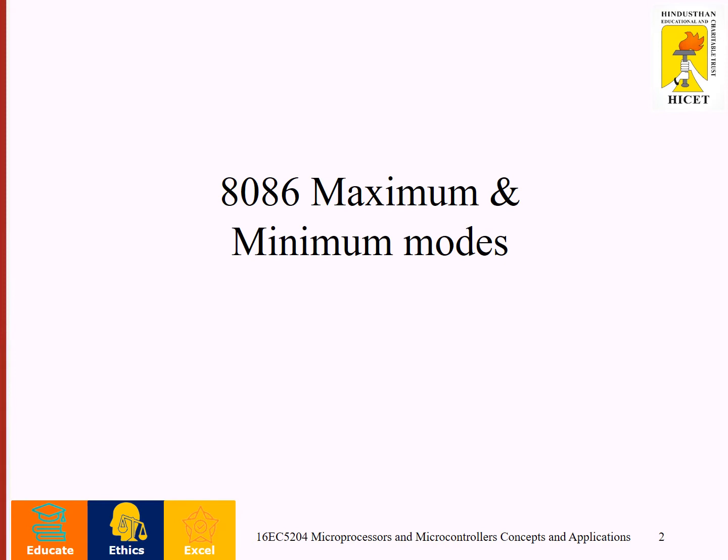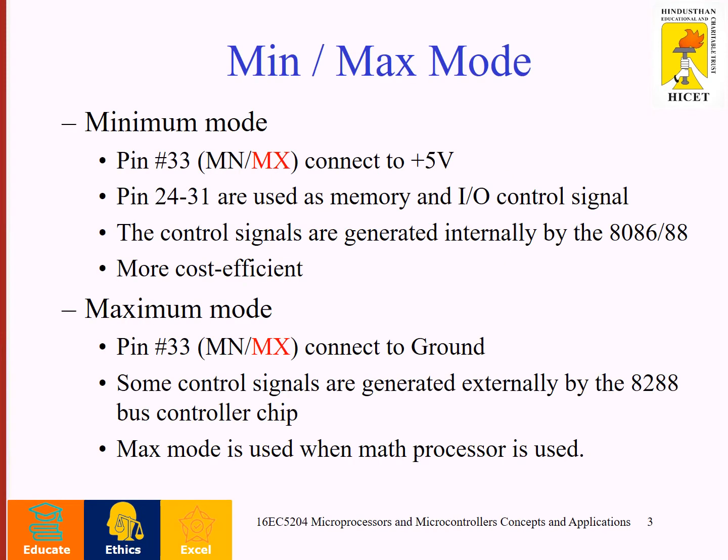Title: 8086 Maximum and Minimum Modes. Minimum mode is selected. Pin numbers 24 to 31 are used as memory and I/O control signals. The control signals are generated internally by the 8086. It is a more cost-efficient one.